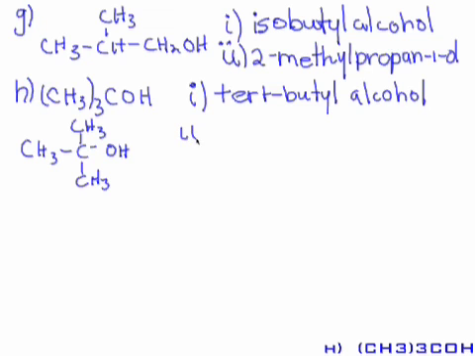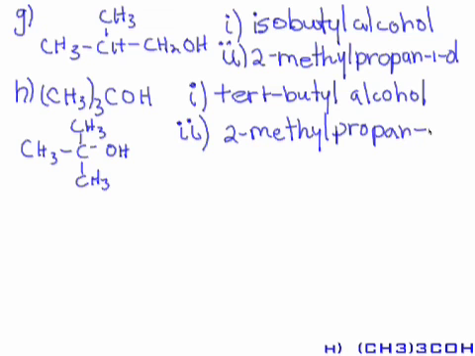The IUPAC name: the longest carbon chain is 1, 2, 3. This is a propane. The alcohol is off the second carbon, so it's propan-2-ol. This is a 2-methylpropan-2-ol.